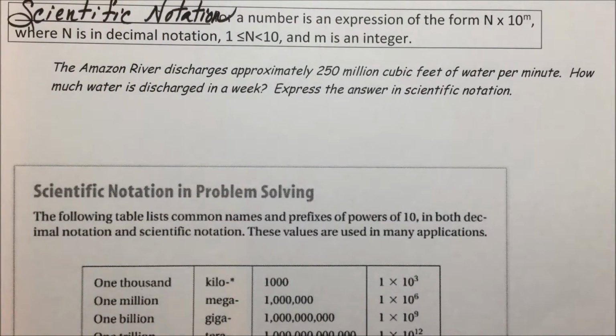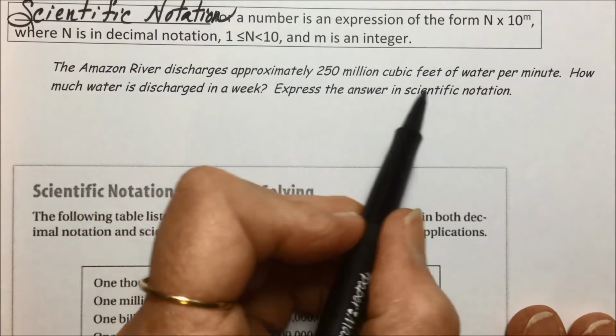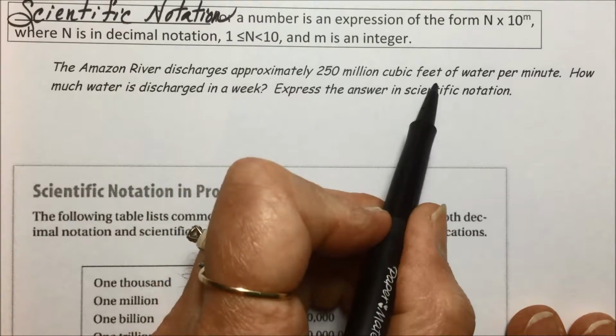Let's look at one more example where an application comes into play with scientific notation. In this problem, it's telling us that the Amazon River discharges approximately 250 million cubic feet of water per minute. How much water is discharged in a week? Express the answer in scientific notation. So we're given this discharge rate, 250 million cubic feet.